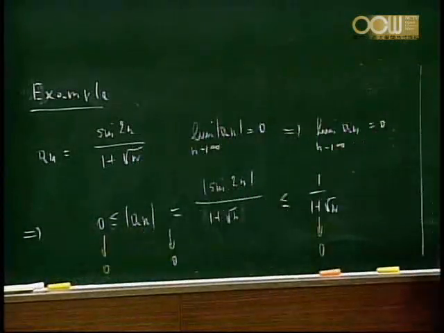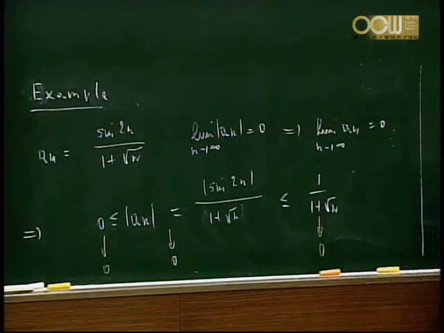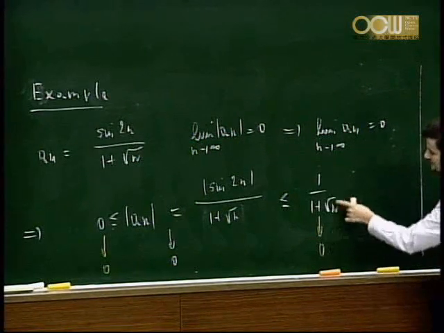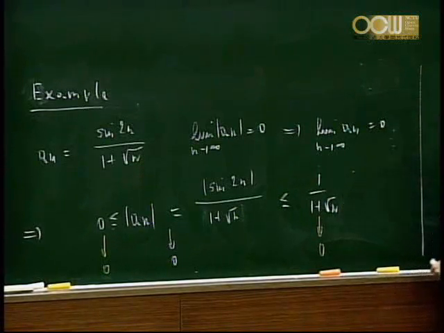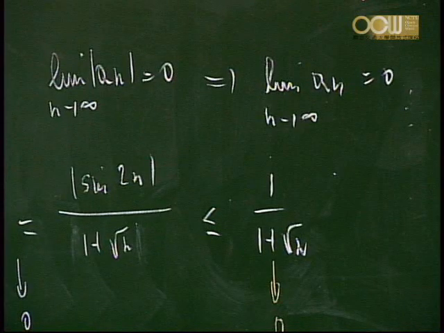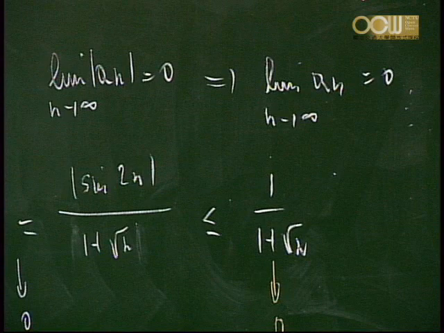Okay, so this is a simple example. Of course, for these examples, you can go back to functions. If you want to handle this limit, you can consider the function 1 over 1 plus square root of x. And for this function, we know already how to treat it. And then you use the theorem I showed you before. But sometimes this is not possible, in particular if there are more exotic sequences involved.